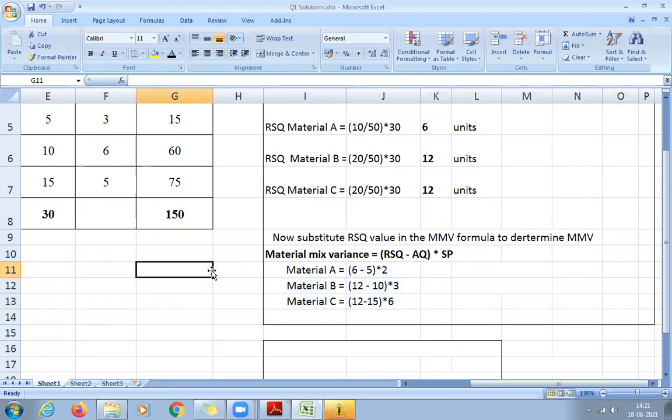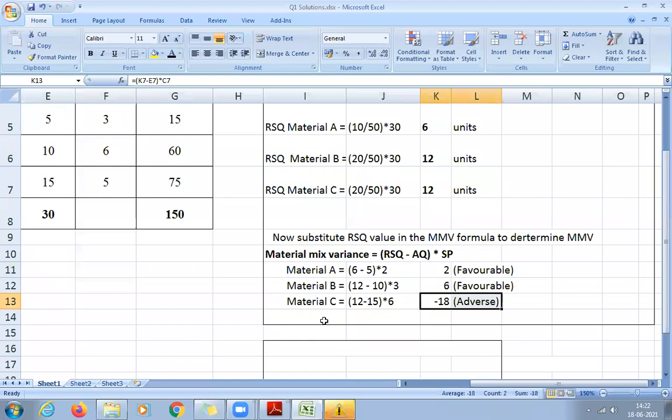Okay, so whatever I already explained, I just substituted it. So now you calculate for A. How much are you getting? 2, sir. Yeah, adverse or favorable? Favorable. Yeah, next. 6, sir. 6 again, favorable or adverse? Favorable. Next for material C. 18. Unfavorable. 18 it is unfavorable, or adverse. Normally we call it adverse. So now you please total all the three.